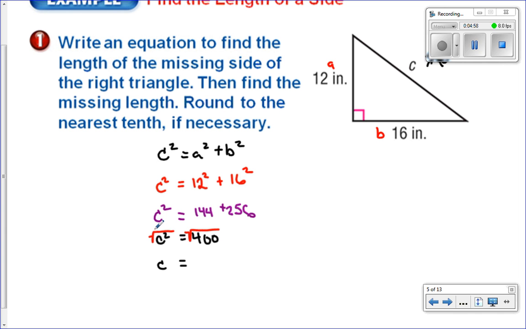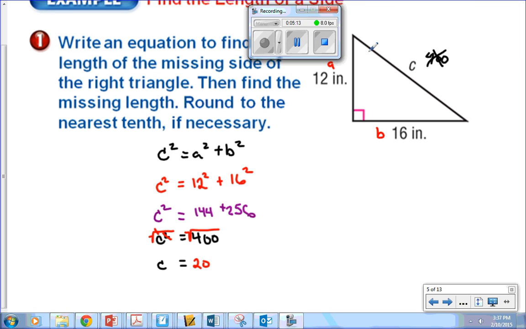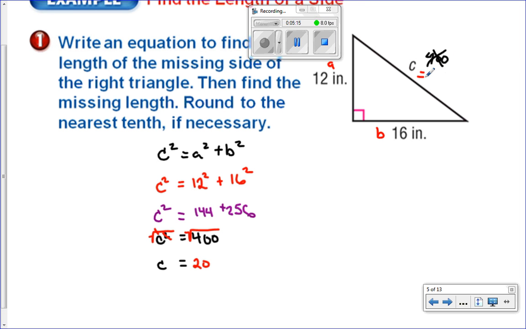Well, finding the square root of a squared number just kind of cancels out the fact that it's squared. So we're left with c over here. Then I have to ask myself, what number times itself makes 400? That should be 20. So now, if I go up to the top here, I don't have 400. I know that c is actually equal to 20 inches.